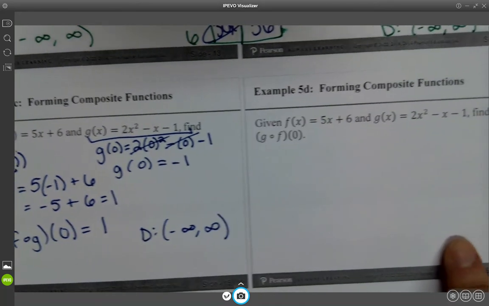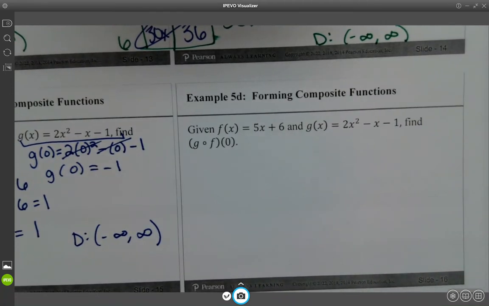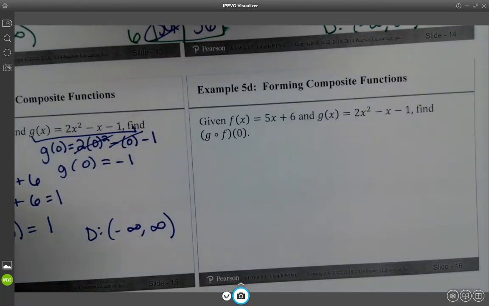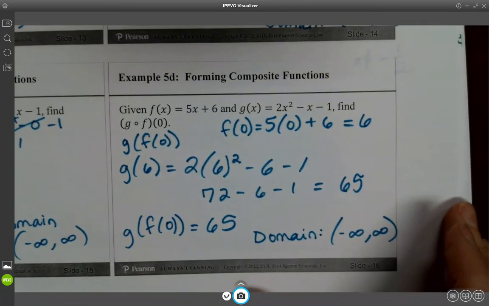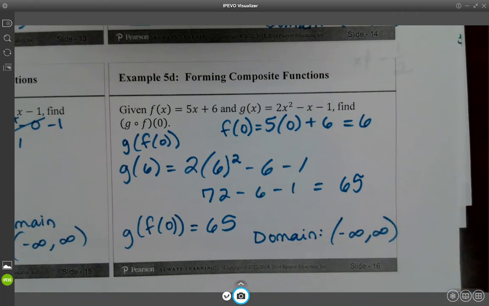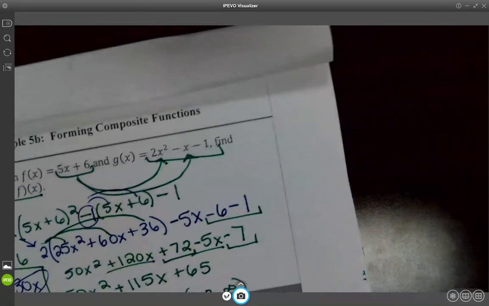Go ahead and do the next one and pause it so you can do that one, and I'm going to show you the answer. Give you a minute to work on it. So go ahead and pause the video right now. Work on this problem. Okay, so you should have gotten this answer. Plugged in the number, simplified, and then our domain has no restrictions. Okay, let's keep on going.